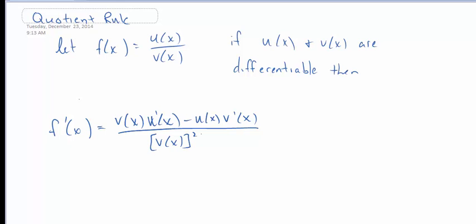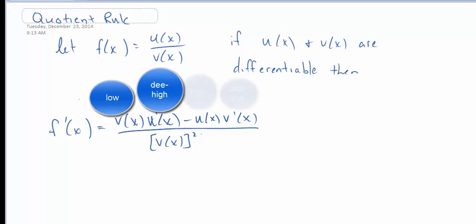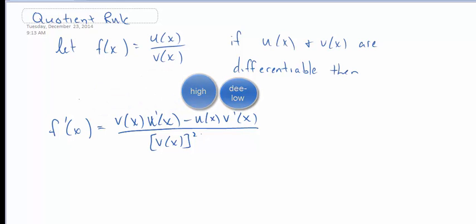The numerator can be thought of as saying low d high minus high d low. When I say d high, I'm talking about the derivative of the top function of the numerator. So here is our quotient rule. Let's go ahead and use it.